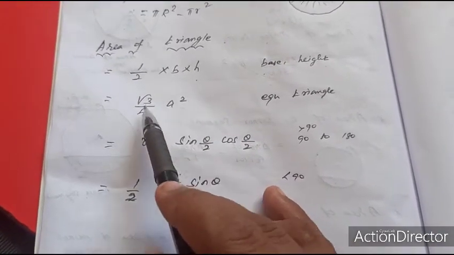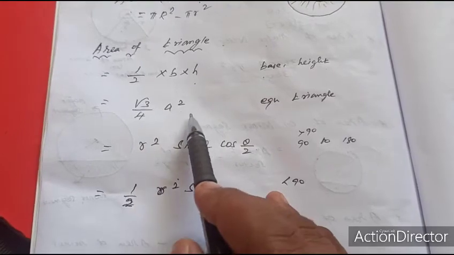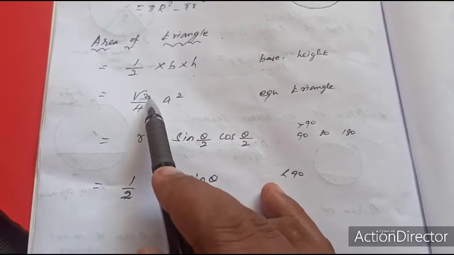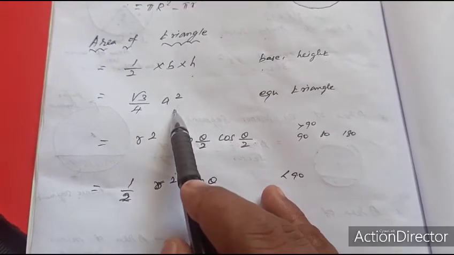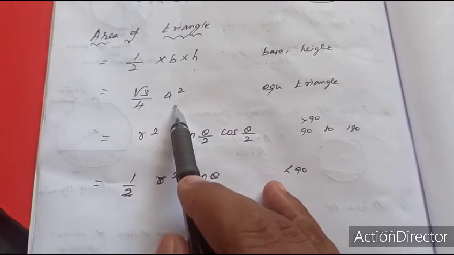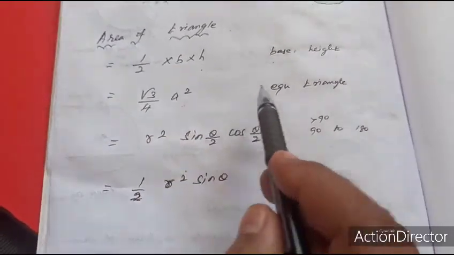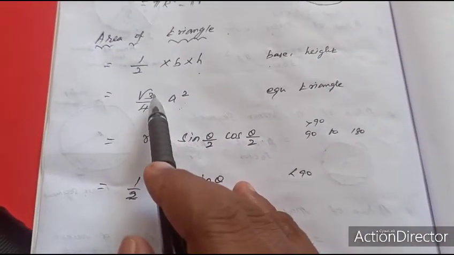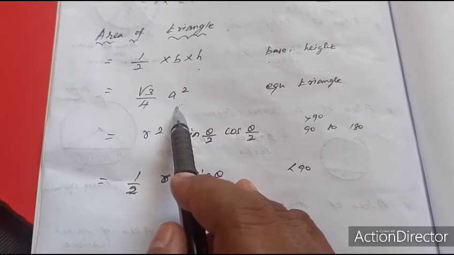Next, for an equilateral triangle, where each angle is 60 degrees, we use the formula root 3 by 4 into a square. Root 3 by 4 into a square.